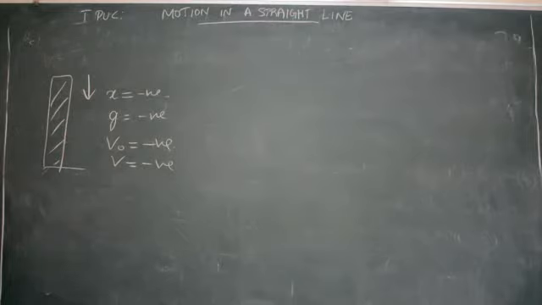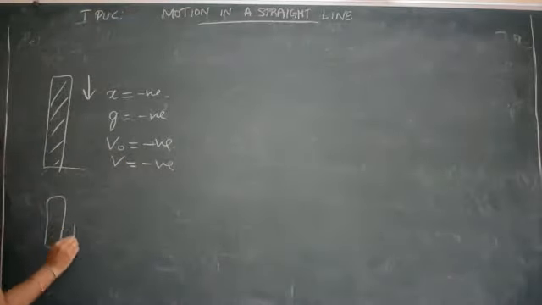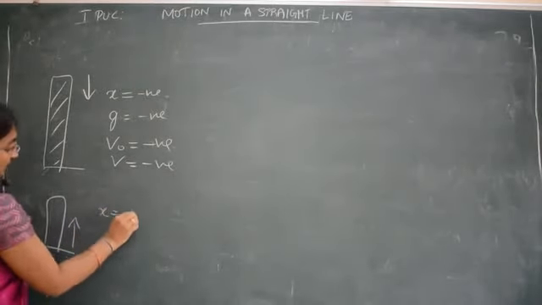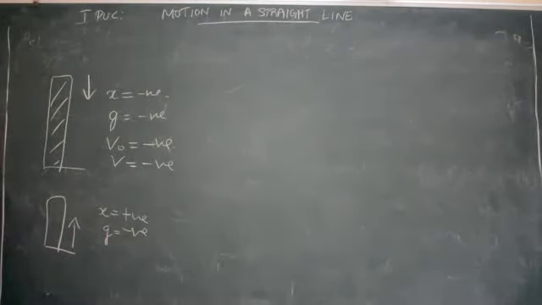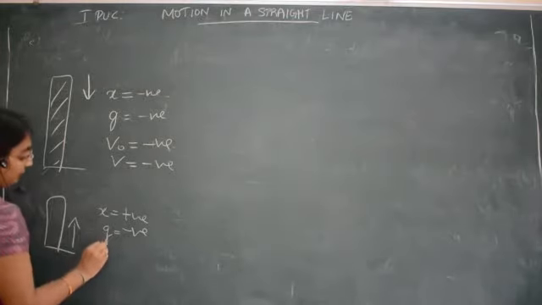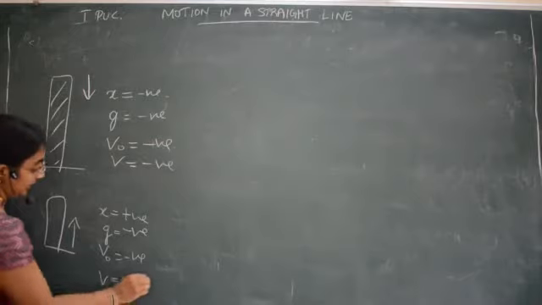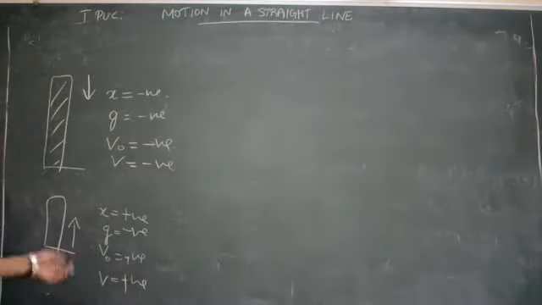Next, if the object is thrown vertically upwards, then the displacement is positive. Acceleration due to gravity is negative. Always substitute the g value as negative. V naught is negative, V is positive. Why is it positive? It is moving upwards.